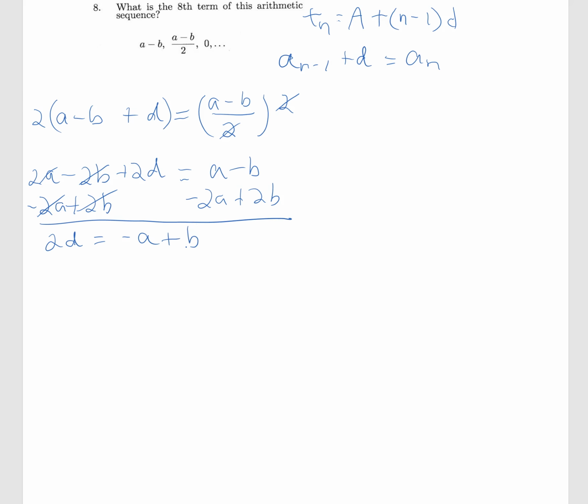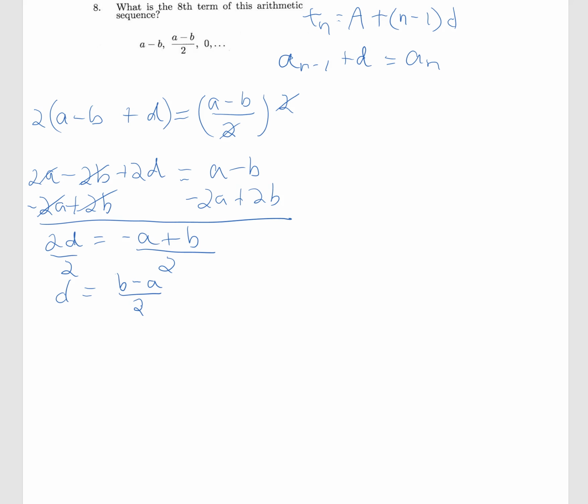All right, and now I'm going to divide both sides of the equation by 2 to solve for d. And I'm just going to rearrange the top of this fraction so it looks a bit nicer. This is going to give me b minus a over 2. So this is saying that between each consecutive term in our sequence, we've added d, we've added b minus a over 2 to each term.